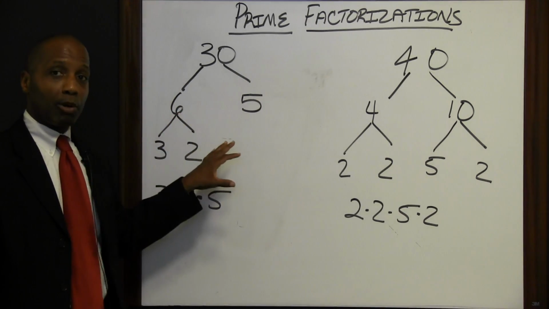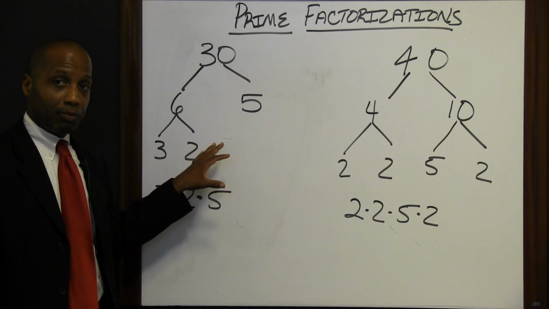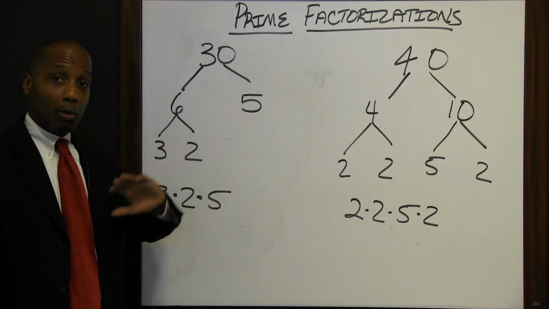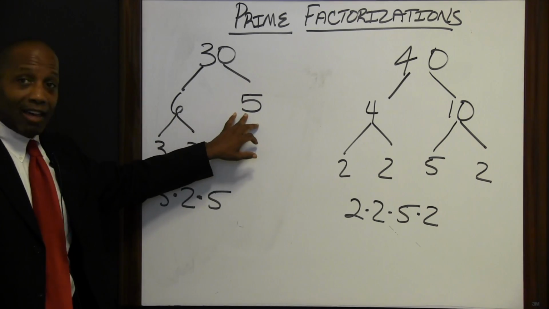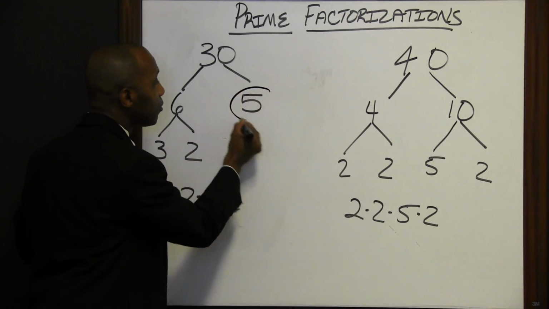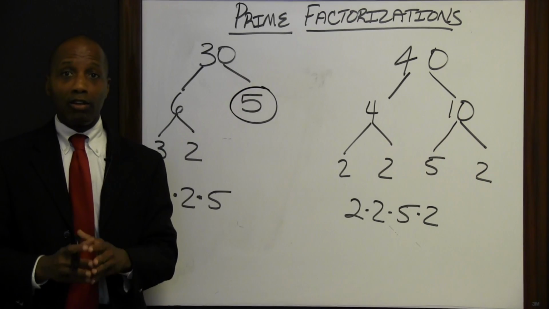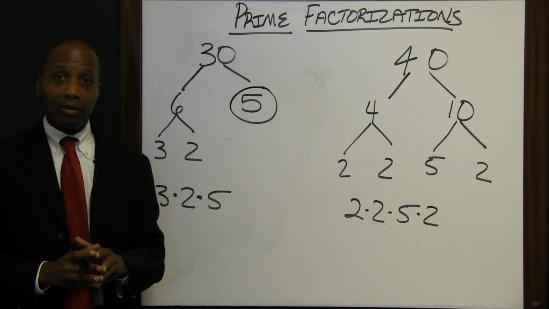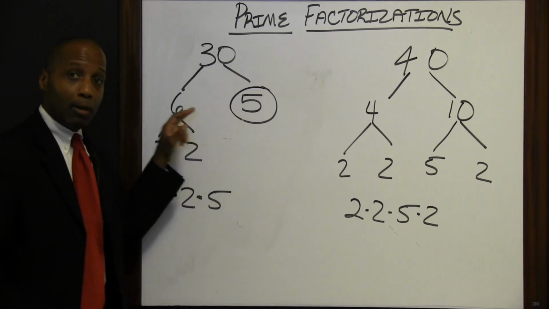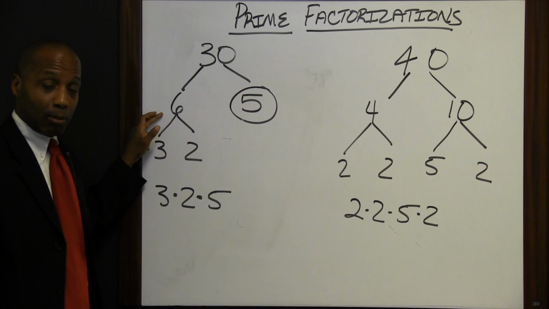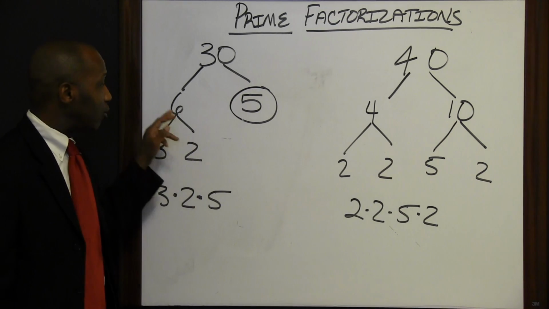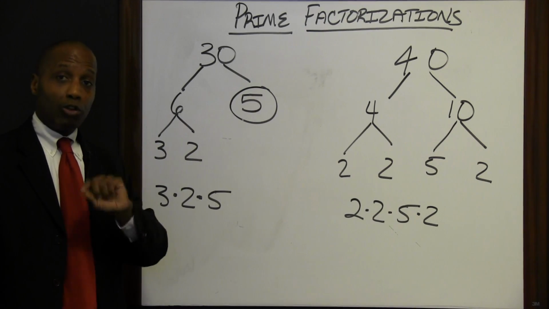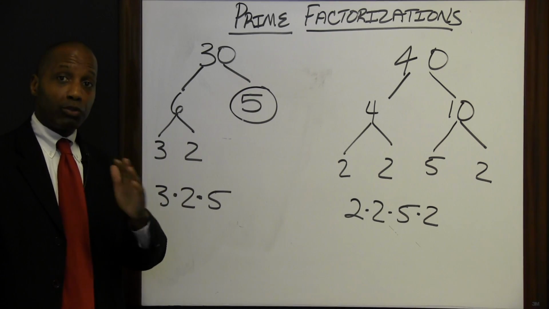Now, what two numbers can we come up with that equal 30 when we multiply them? 6 and 5. Now, 5 is a prime number because it's only divisible by 1 and itself, 5. But 6 is a composite number, which means there are other numbers other than 6 and 1 that, when you multiply them, will equal 6.